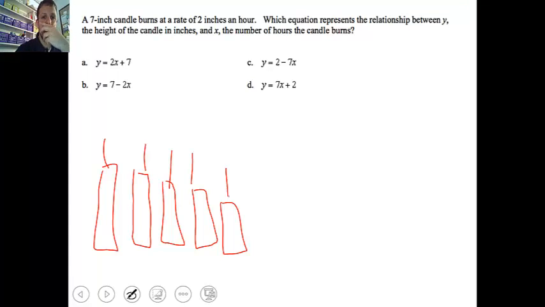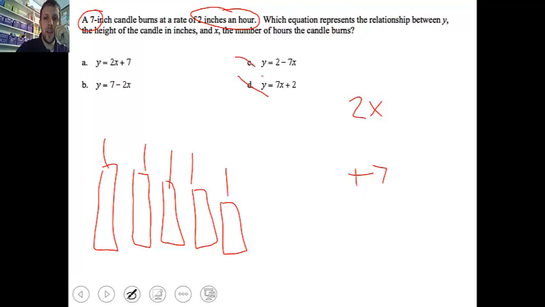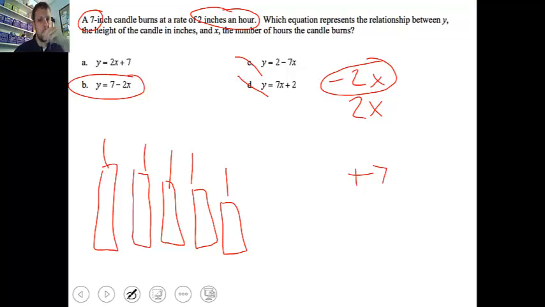So we know that 2 inches per hour is our slope. So I'm going to put that 2x right there. And I know that 7 is going to be my y-intercept. So it starts with a positive 7. That one doesn't have a plus 7. That one doesn't have a plus 7. And these both have a plus 7, A and B. But we now have to think, is it a positive 2x or a negative 2x? Is it shrinking at a constant rate, or is it growing at a constant rate? It's shrinking at a constant rate. So that means B is the correct answer.